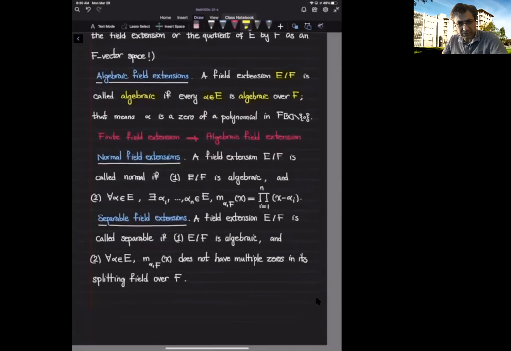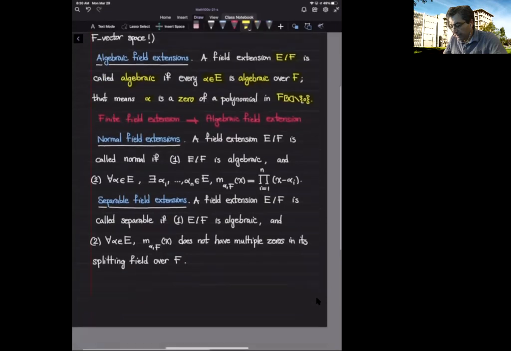And let me quickly recall what algebraic means. It means that alpha is a zero of a polynomial with coefficients inside the base field. Of course, a non-zero polynomial. And what we showed was that if a field extension is a finite field extension, if the dimension of E as an F vector space is finite, then it is an algebraic field extension. So every finite field extension is an algebraic field extension. If an algebraic field extension is generated by finitely many elements, then it is also a finite field extension, but the converse in general is not true.